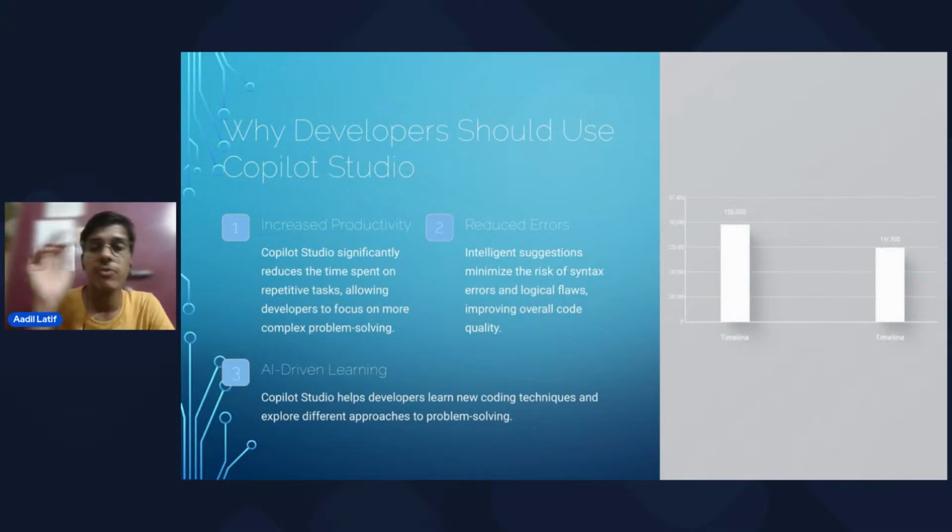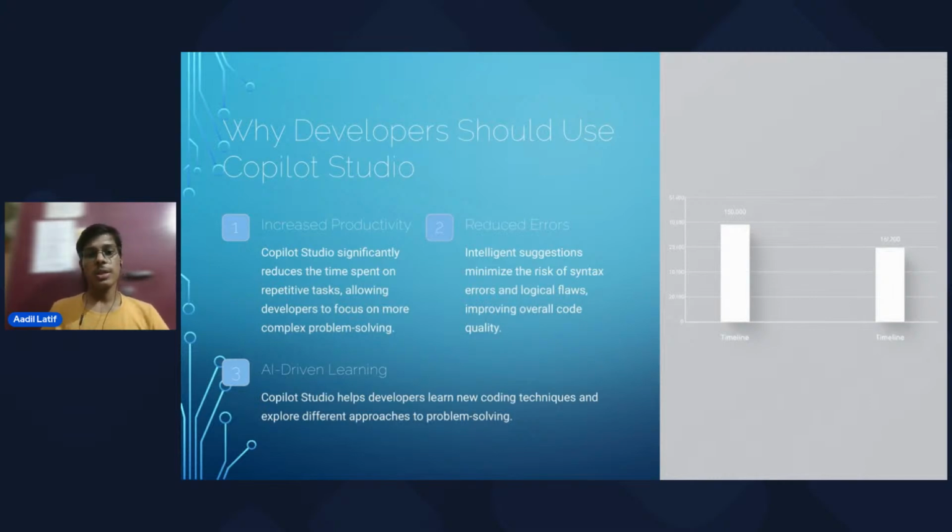instead of starting from scratch. If we give a prompt to Copilot Studio that you have to code this and make this type of thing, it will generate very good code, or it will generate a very good project. It can help us make a very good project also, okay.